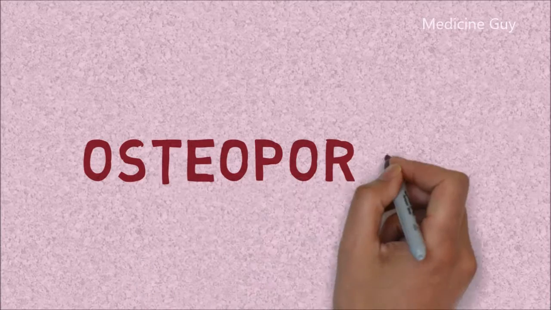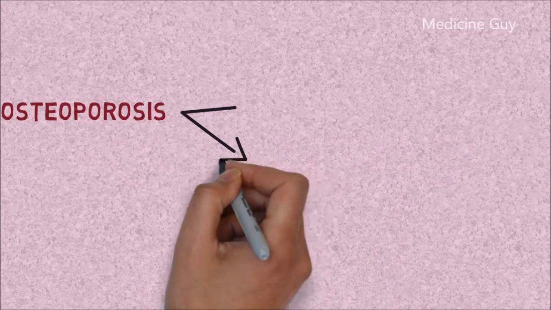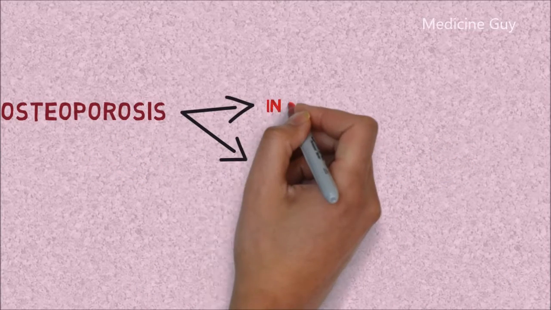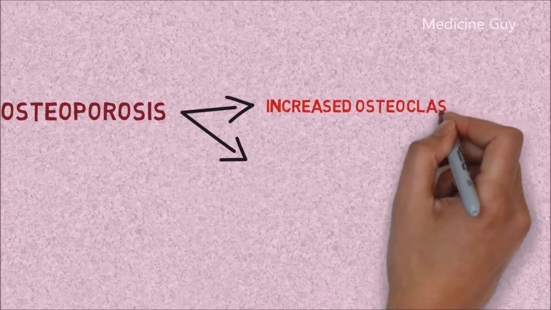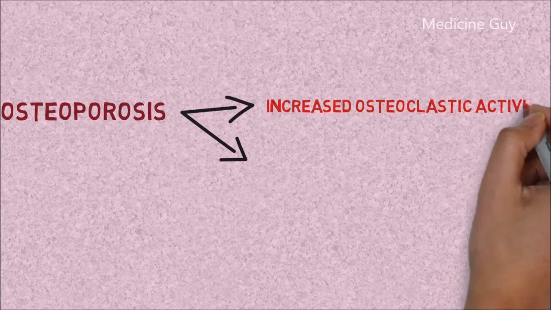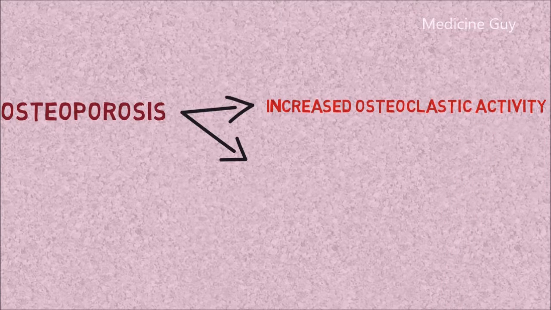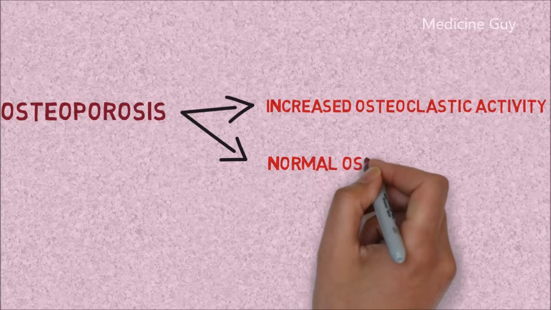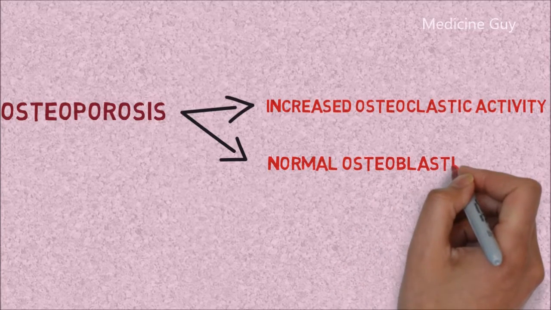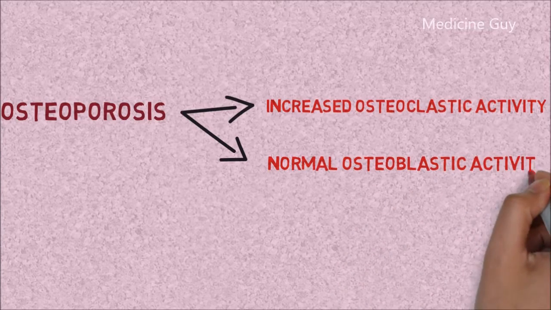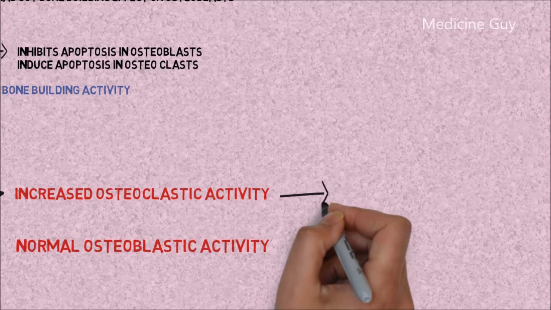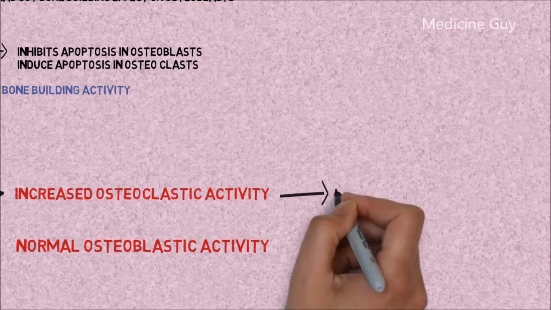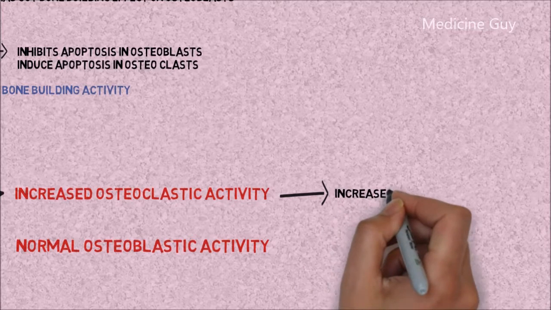Now getting back to osteoporosis. What happens in osteoporosis? Two things happen: increased osteoclastic activity and normal osteoblastic activity. Mind you, there is increased osteoclastic activity, that is more bone resorption, and normal osteoblastic activity, that is normal bone formation. So bone resorption is more than bone formation.